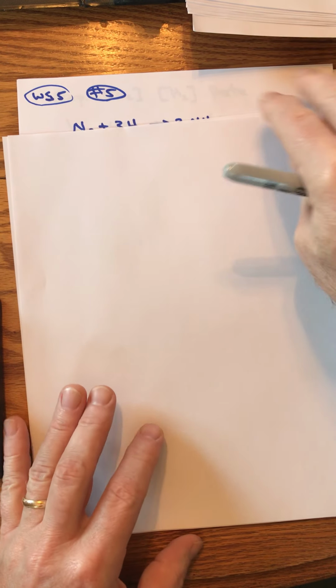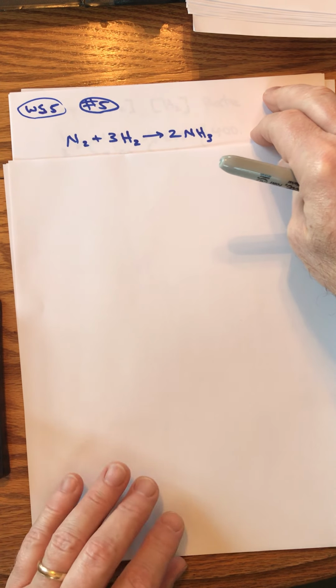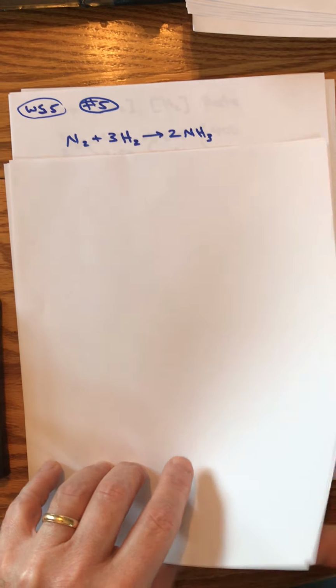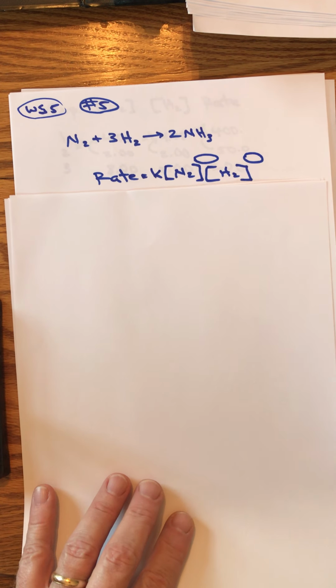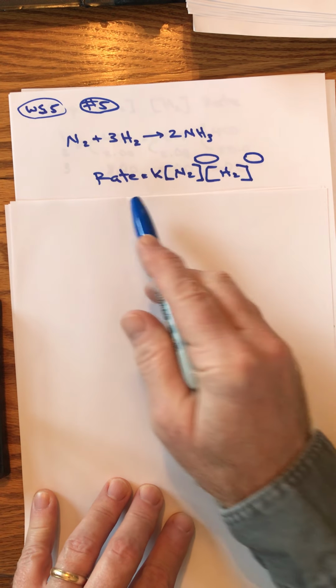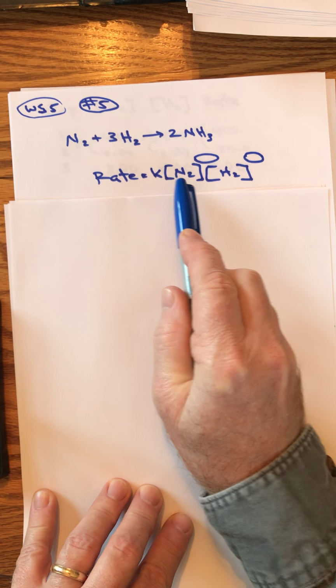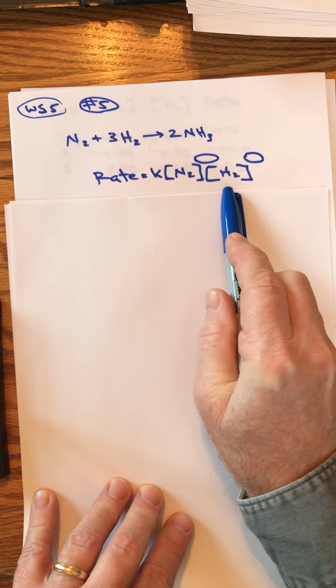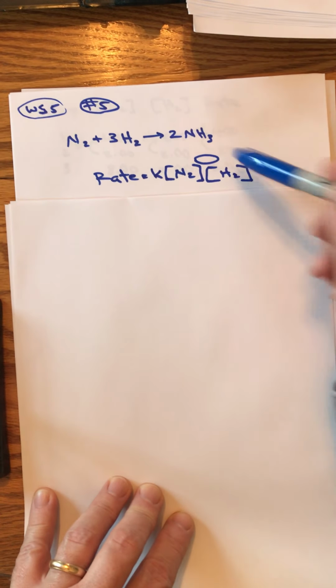So let's slide on over to number 5, back page. Last one on worksheet 5. So I've got nitrogen plus 3 hydrogens form 2 ammonias. Okay, right off the bat, 2 reactants, I could say my rate is K times nitrogen to some power times hydrogen to some power, and I have to determine those powers.